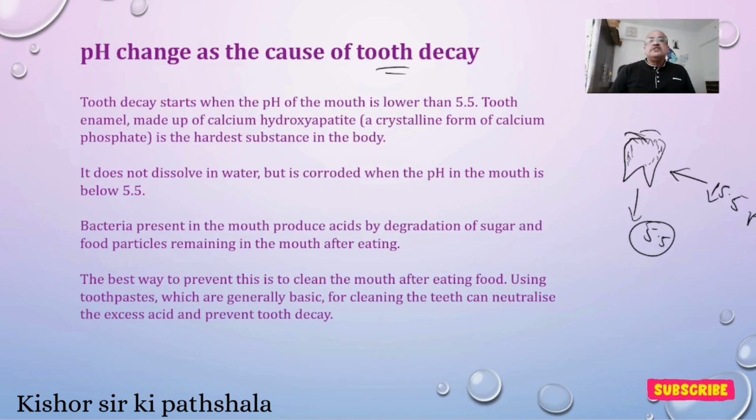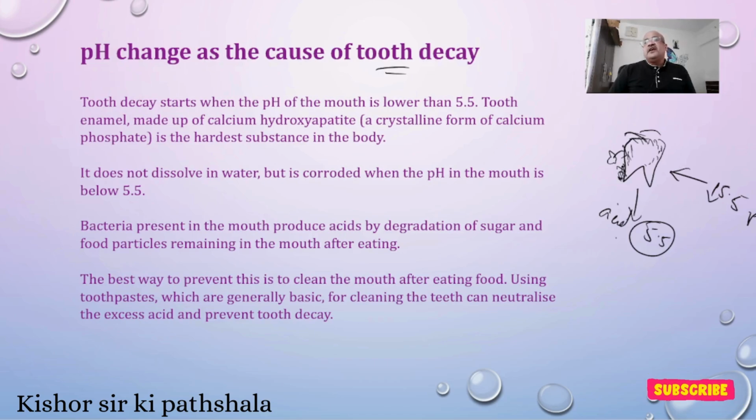Bacteria present in the mouth produce acids. When food particles are entangled near the tooth, the bacteria degrade that sugar and produce acid. This acid in the mouth lowers the pH to below 5.5.